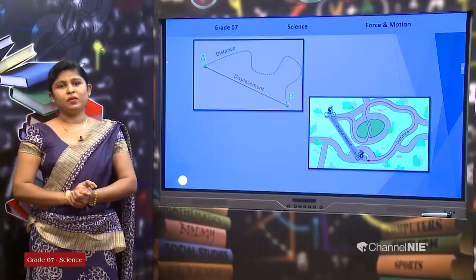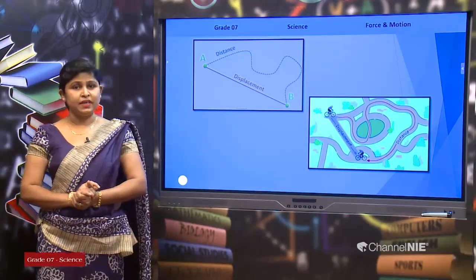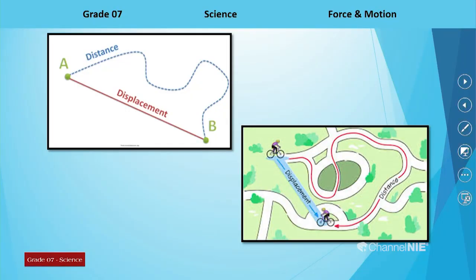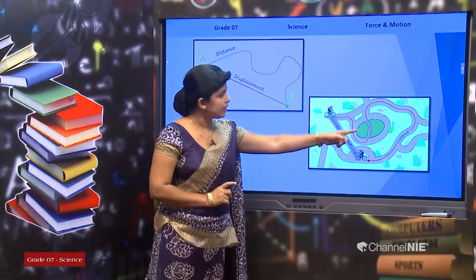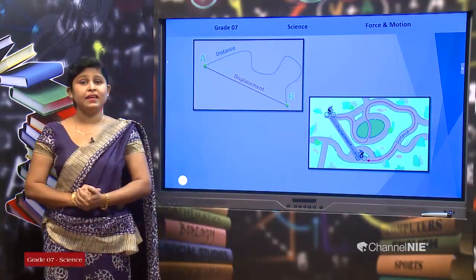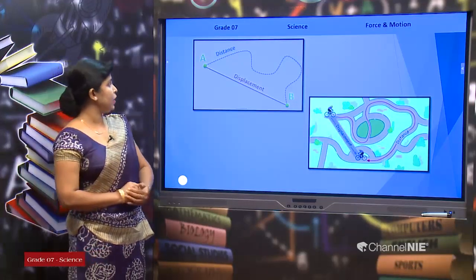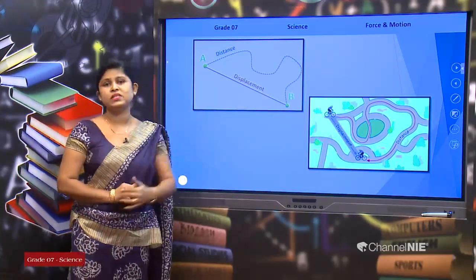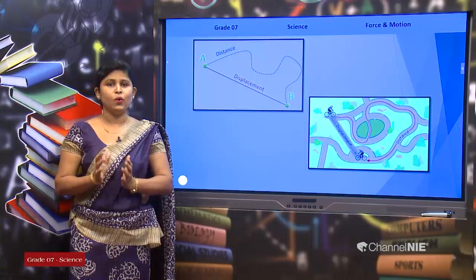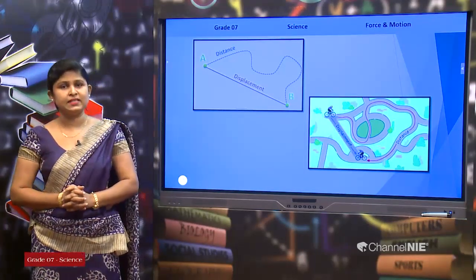Let me explain more about distance and displacement using another example. You can observe that there is a cyclist. Right? The cyclist has moved from position A to position B through a certain route. Then the total length covered by the cyclist is called the distance. But when we think about the initial and final positions of the cyclist, that is known as the displacement. Now, I think you all can understand the difference between distance and displacement.